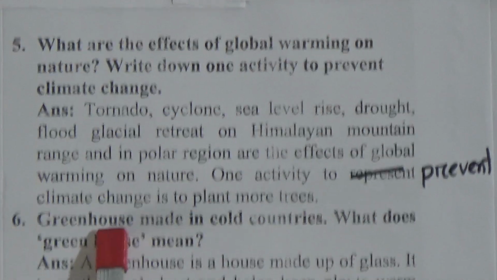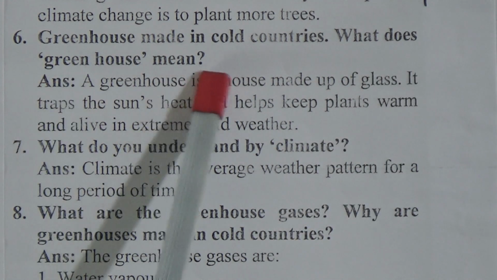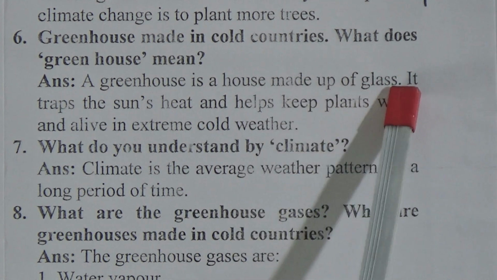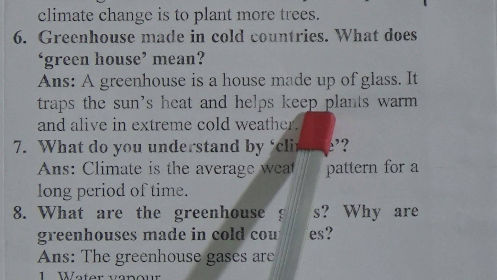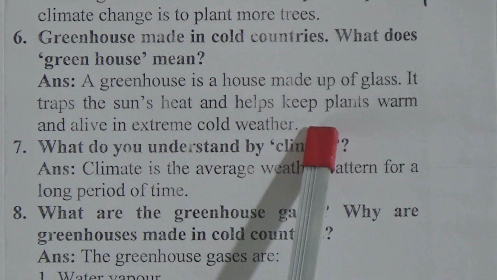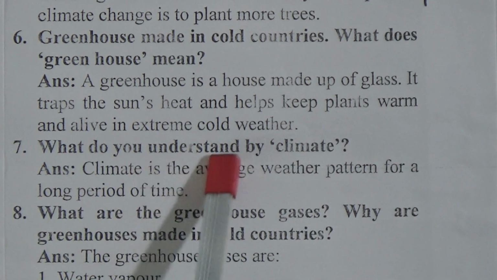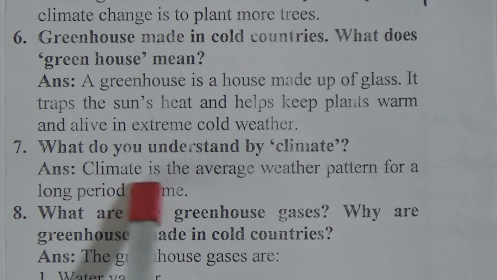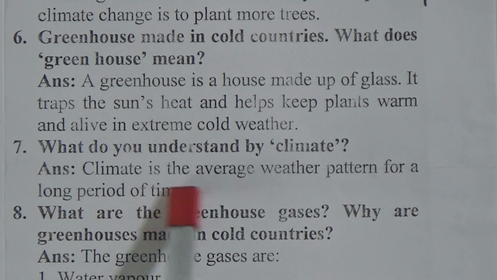Question number 6 is, why are greenhouses made in cold countries? What does greenhouse mean? The answer is, a greenhouse is a house made of glass. It traps the sun's heat and helps keep plants warm and alive in extreme cold weather. Question number 7 is, what do you understand by climate? The answer is, climate is the average weather pattern for a long period of time.